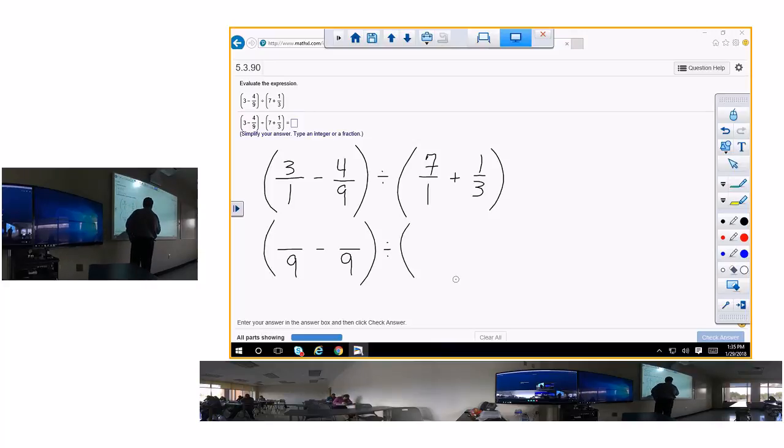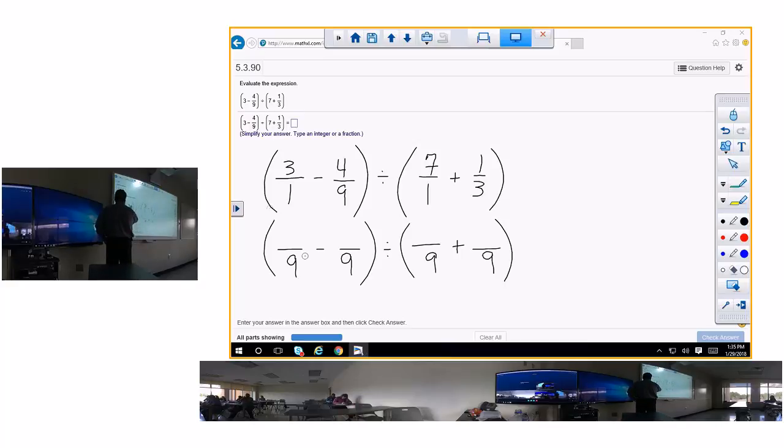Common denominator of 9. And 1 will go into 9. 9 times 3 is? 9 will go into 9. 1 times 4 is? 1 will go into 9. 9 times 7 is? 3 will go into 9. 3 times 1 is?